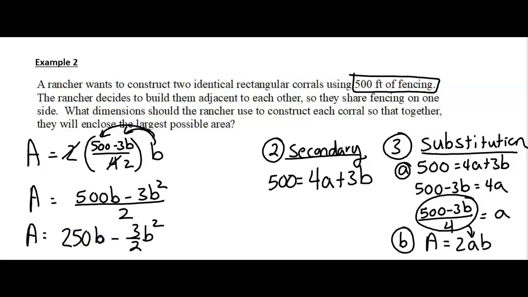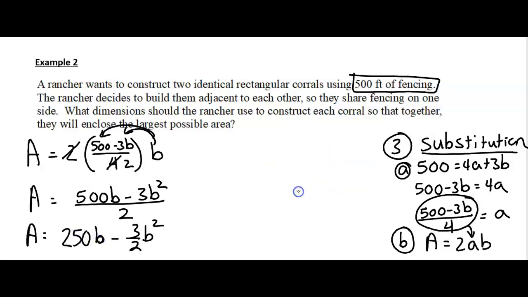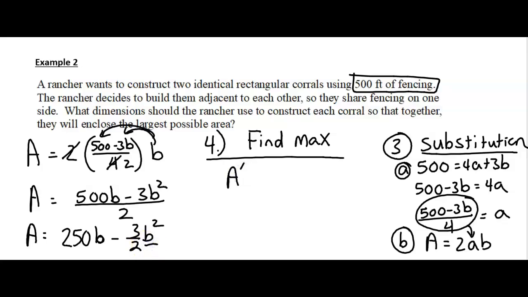All right. So now we move on to step 4. In step 4, we're going to find the minimum or maximum. In this case, the problem's asking to find a max, so we're going to find the max. To do that, the first thing we do is we find the derivative of A with respect to b. So the derivative of A with respect to b is going to be 250 for the first one. If you take the derivative of 250b, you get 250. And if you take the derivative of this one, you're going to multiply 2 to the front, and 2 times negative 3/2 is just going to leave us with 3. And you take 1 off of the power, so we have that.